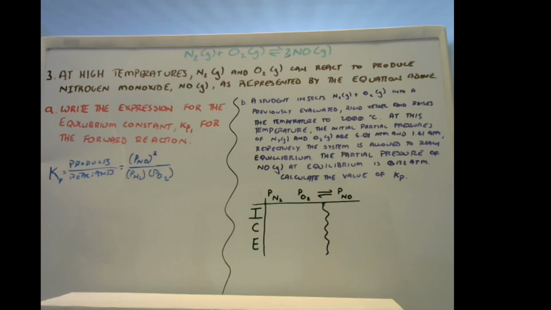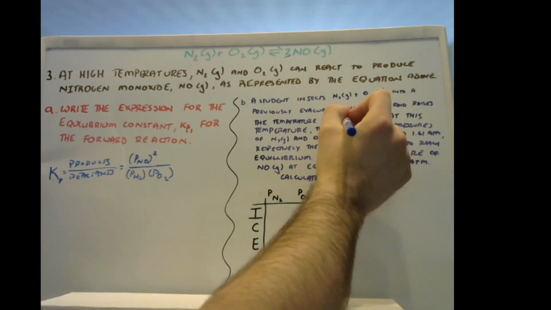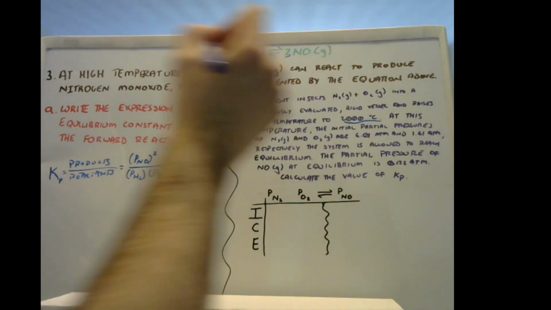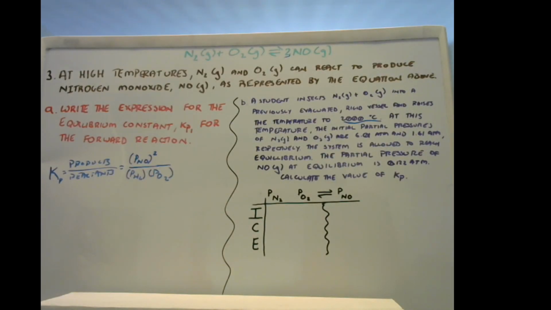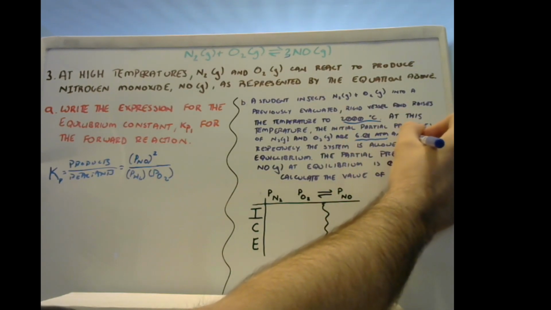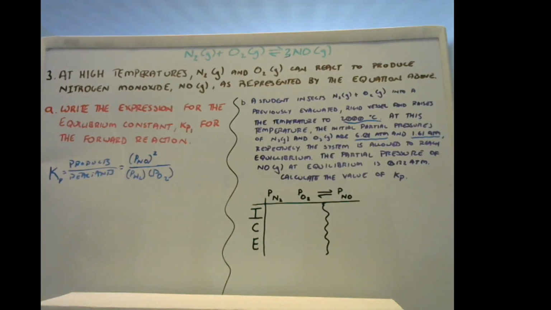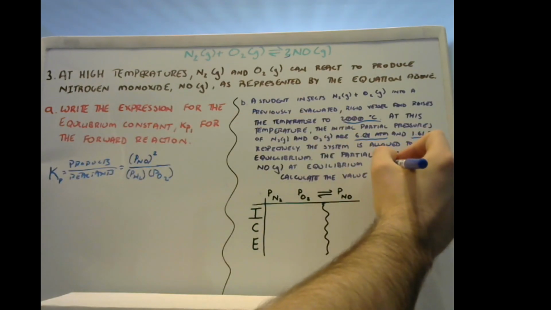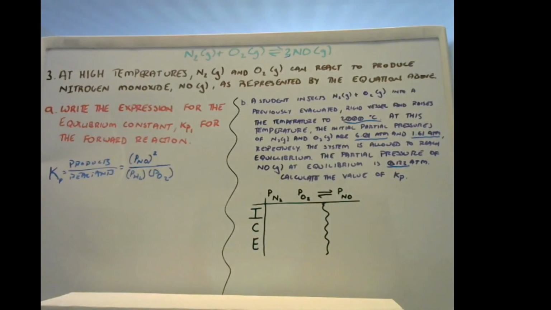Part B, and then it continues on. It says, a student injects N2 gas and O2 gas into a previously evacuated rigid vessel and raises the temperature of the vessel to 2,000 degrees Celsius. I'm going to underline that. That might be important. At this temperature, the initial partial pressures of N2 and O2 are 6.01 atmospheres and 1.61 atmospheres, respectively. The system is allowed to reach equilibrium. The partial pressure of NO at equilibrium is 0.122 atmospheres. Calculate Kp.